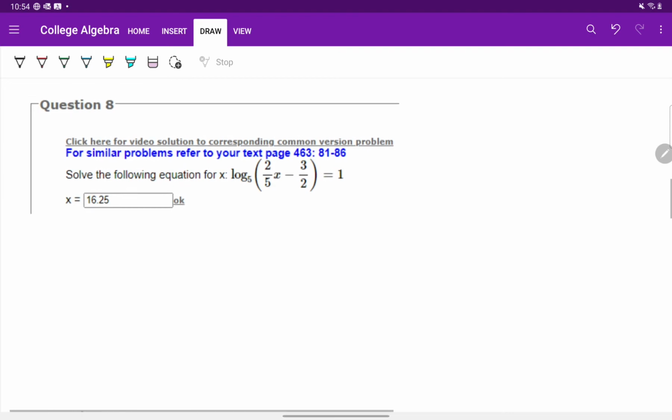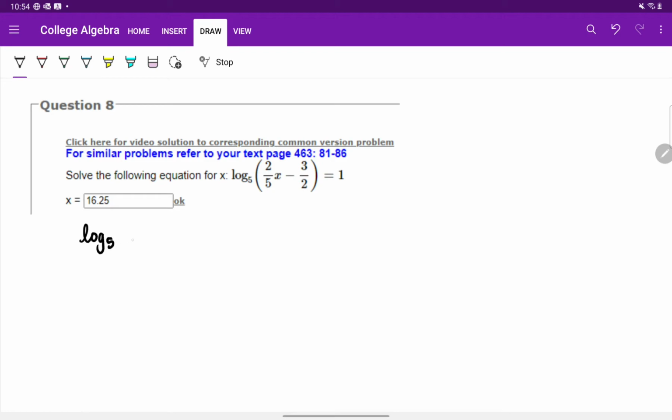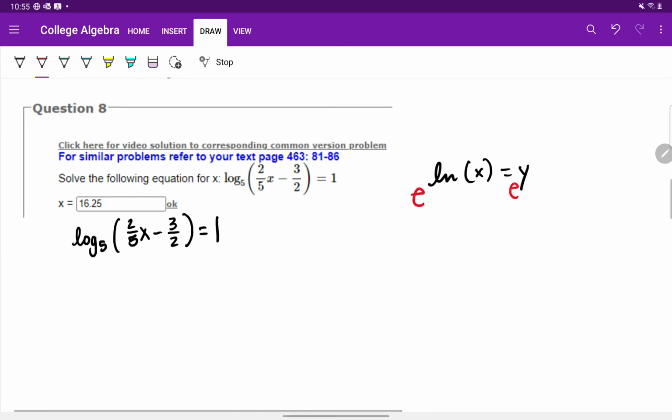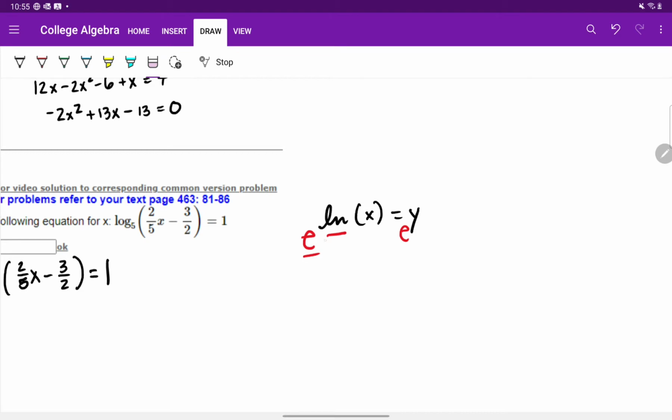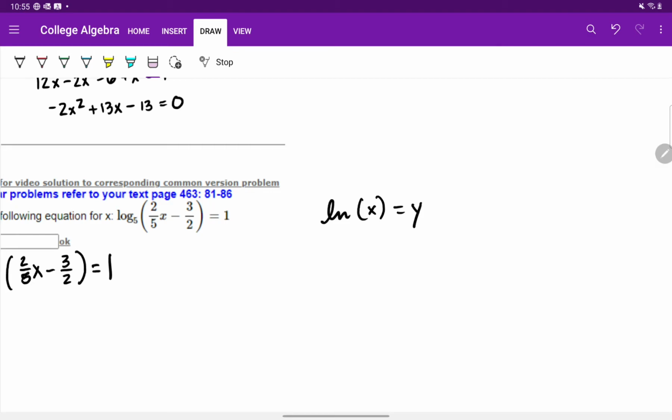All right, in question 8, we're dealing with the same type of problem, but this one's a little different because we don't have natural log. We have log base 5. So let me explain something really quickly. If I have like the natural log of x equals y, and I want to eliminate the natural log, I take e to both sides because e and natural log are inverses of each other. Because remember, natural log is just log base e. It's a shortcut notation. That's all it is. It's just log base e. So that's why we take e to both sides to cancel this.